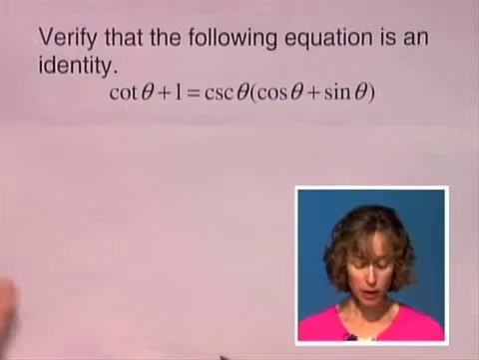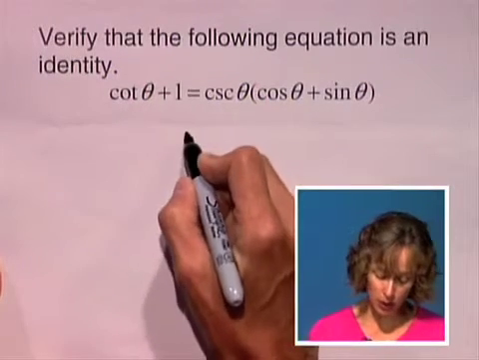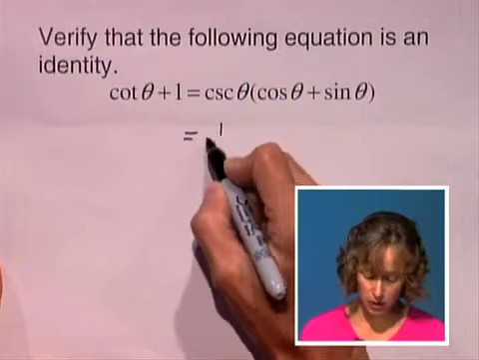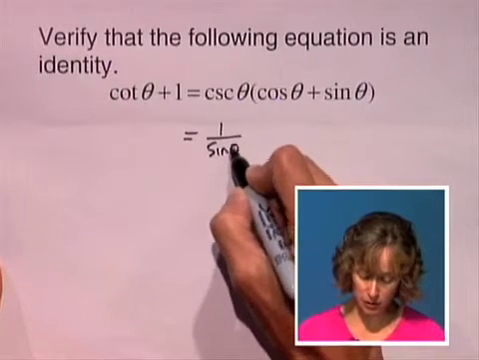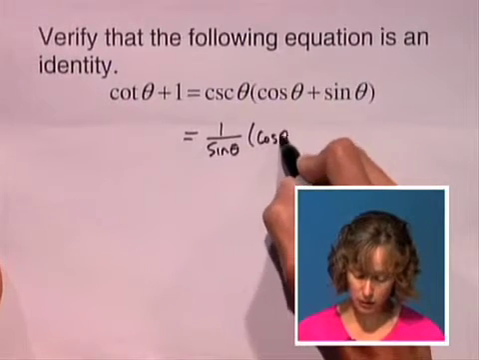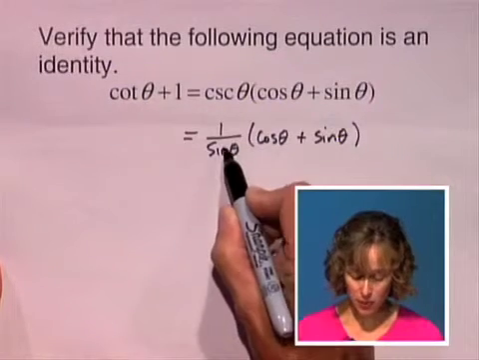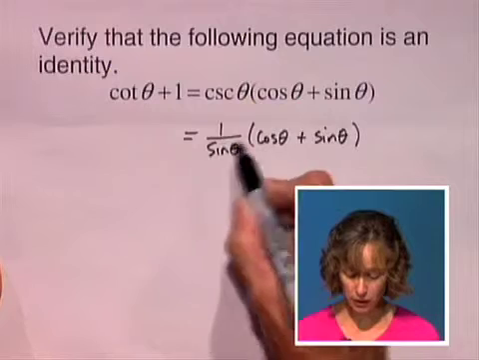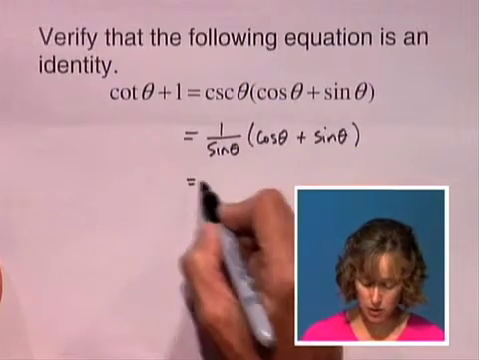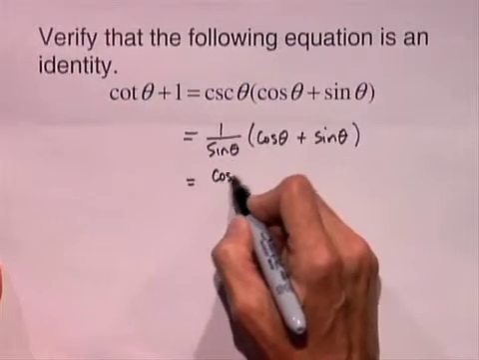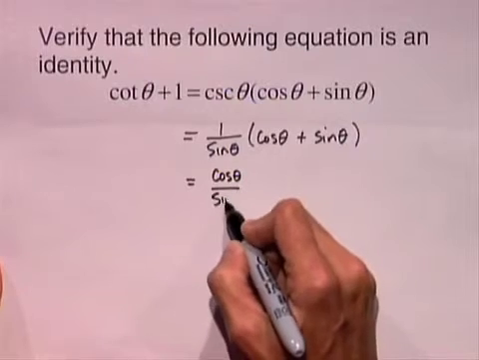I'm going to work with the right-hand side and start by writing cosecant as 1 over sine theta using a reciprocal identity. As a second step, I'm going to distribute 1 over sine into the parentheses to get cosine over sine.